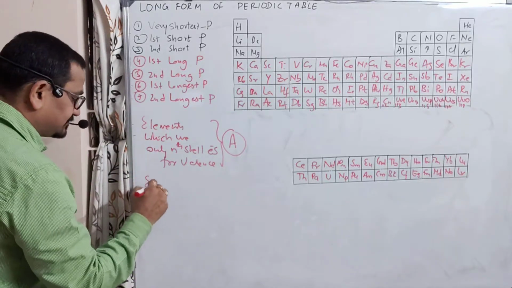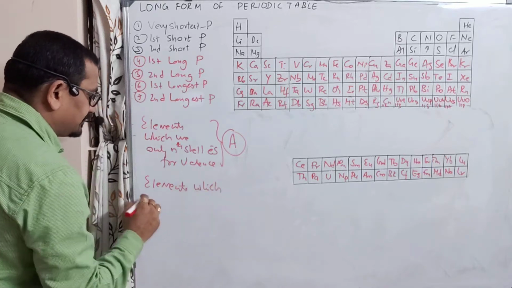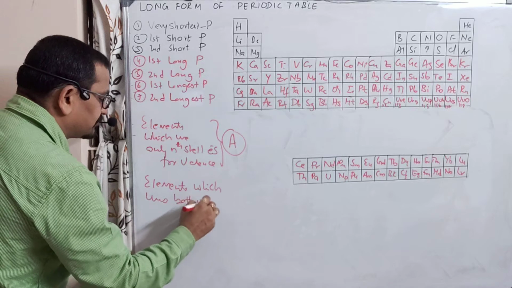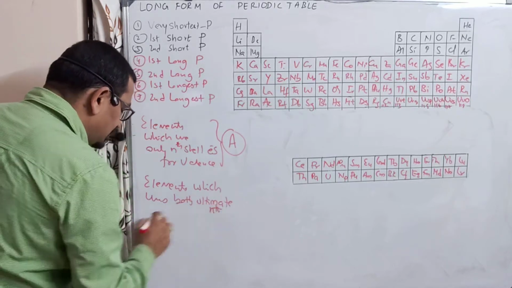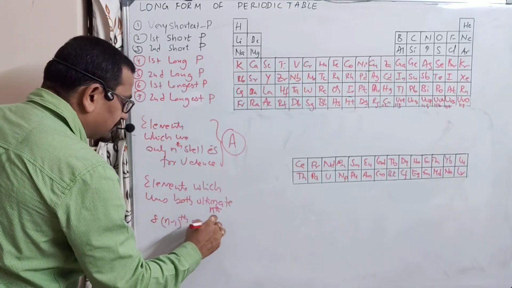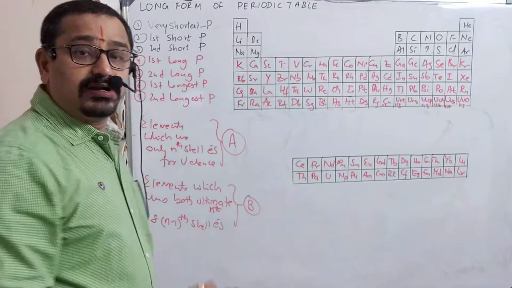And elements which use both ultimate, meaning nth shell, and n-1, the penultimate shell electrons, were called as B set of elements. Okay, were called as B set of elements.